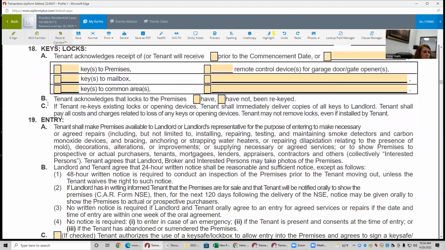Okay, so it is important to check these and say how many keys you gave to both. There may be 2 remote controls, or 2 keys here, 1 mailbox key. Make sure you're inserting how many keys you gave to the common areas, because sometimes these keys can cost, especially for common area keys, up to $100. So make sure you're filling that in and providing those keys on the commencement date, or if you're going to do it prior to, check that box.